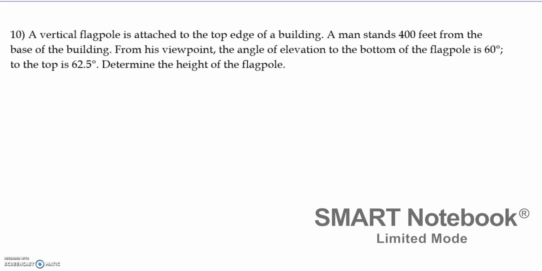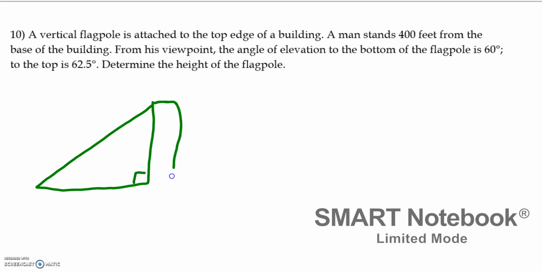Number 10, the last one I'm doing. A vertical flagpole is attached to the top of a building. Okay, so let me draw a triangle that I'm going to assume is right, because again, I hope that my building is perpendicular to the ground, otherwise we might have some construction issues later on. So a vertical flagpole is attached to the top of a building. So we have this flagpole on the top. A man stands 400 feet from the base of the building. The base means bottom. So he is 400 feet from the base of the building.